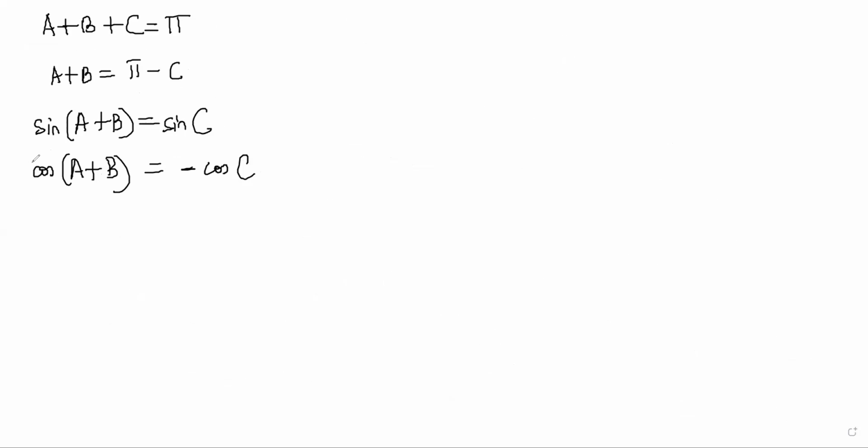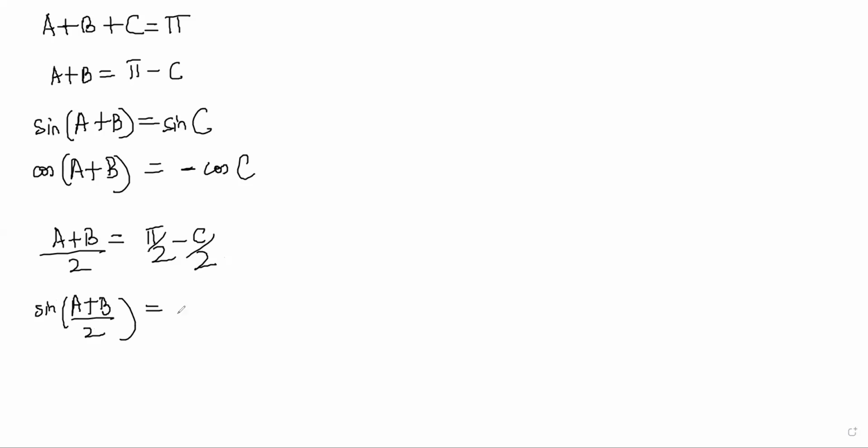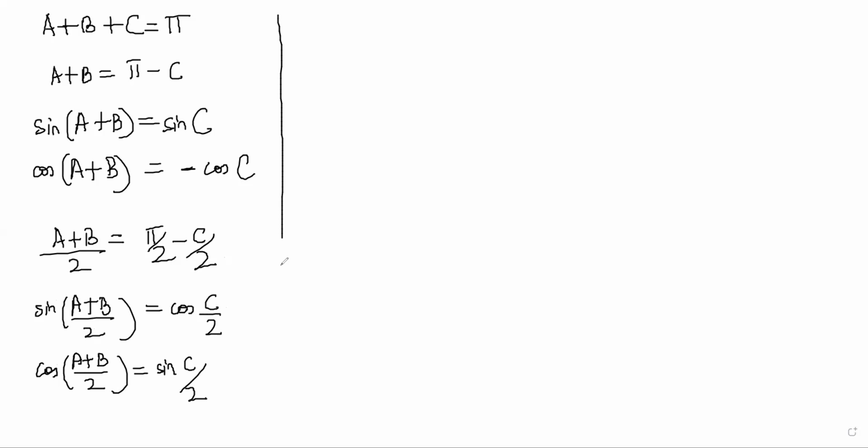Yes, sir. Also, you could do (A + B)/2 = π/2 − C/2, which implies that sin((A + B)/2) is equal to cos C/2, and cos((A + B)/2) is equal to sin C/2, right? Yes, sir. So this stuff is what you will be doing throughout the exercise, and that is what you have to learn, how to use these results to prove different identities.